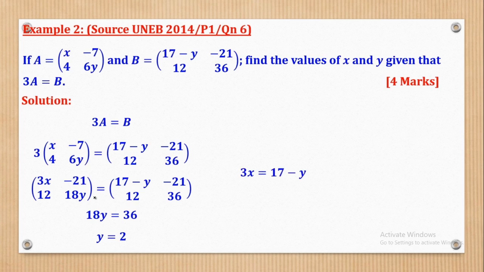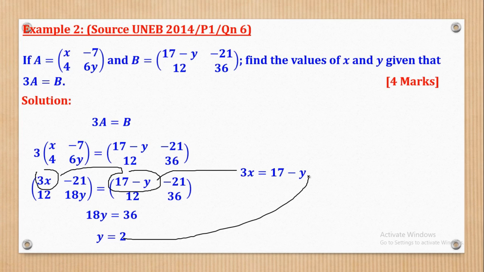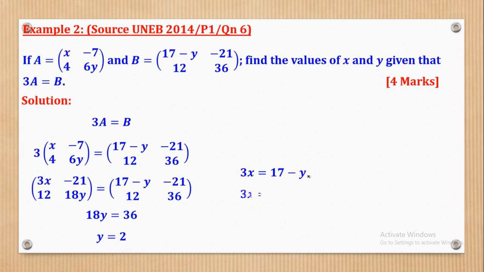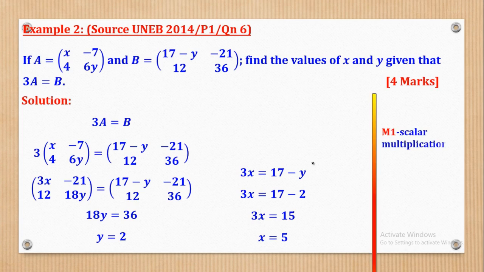On the other hand, if I use equality still, this value 3x will be equal to this value, which is 17 minus y. So that gives me this expression, but I know that y is equal to 2, so I'm going to substitute for y to come up with that. When I simplify, I'll come up with that, and when I divide both sides by 3, I'll come up with x equal to 5. So basically, that's what they wanted, and now let's see how marks can be awarded.